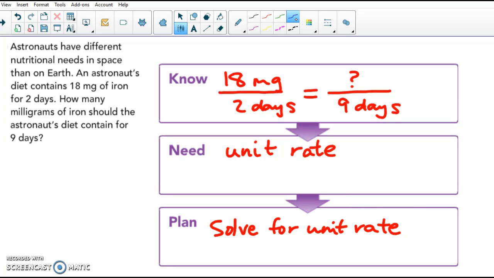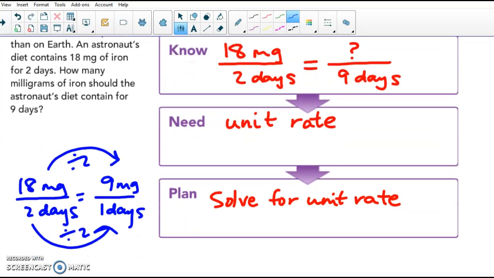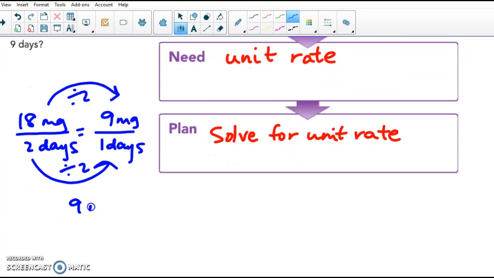So to do that, I am going to simply take 18 milligrams divided by 2 days and change that into an equivalent ratio that tells me how many milligrams per 1 day. Well, of course, 1 is half of 2, so half of 18 would be 9. So at 9 milligrams for 1 day, I can now use that rate to help me find out how many milligrams the astronaut will need for 9 days.